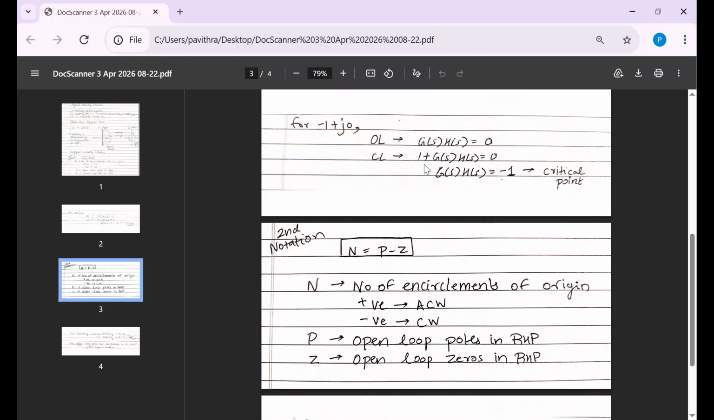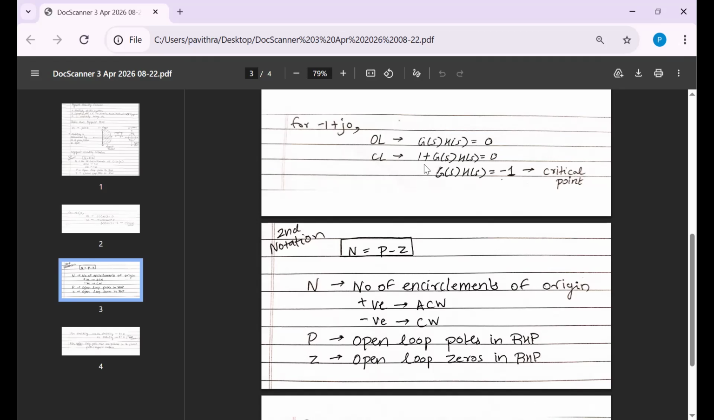So in the closed loop notation, you saw why we were using -1 + j0. Usually in an open loop system, the characteristic equation looks like G(s)H(s) = 0. But in a closed loop system, the characteristic equation looks like 1 + G(s)H(s) = 0. So there itself you can see why -1 is taken as the origin here.